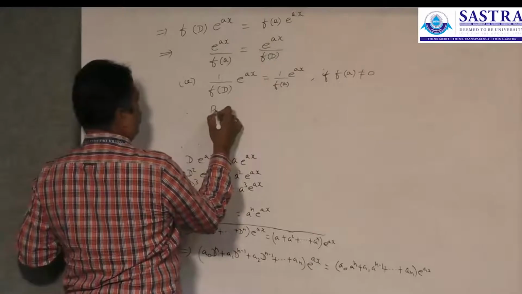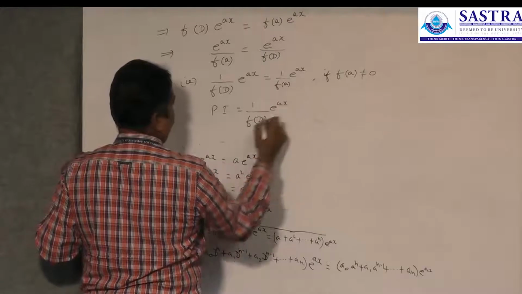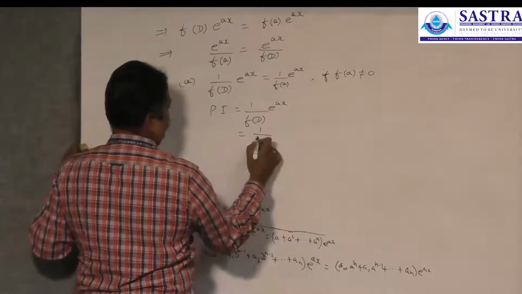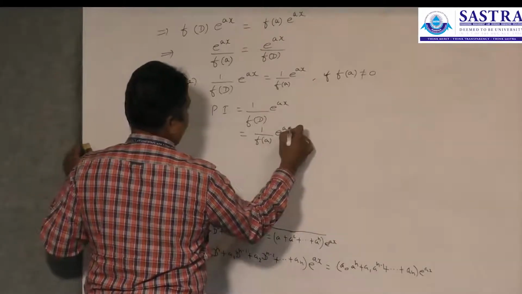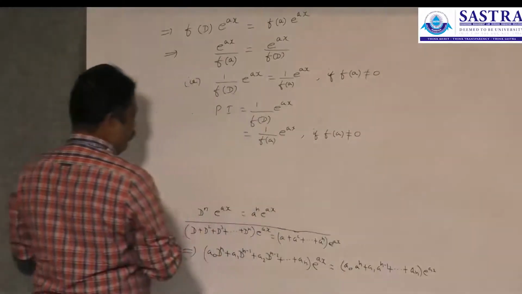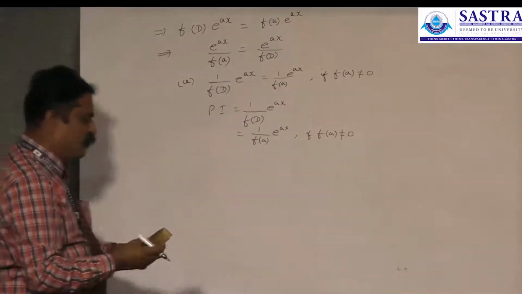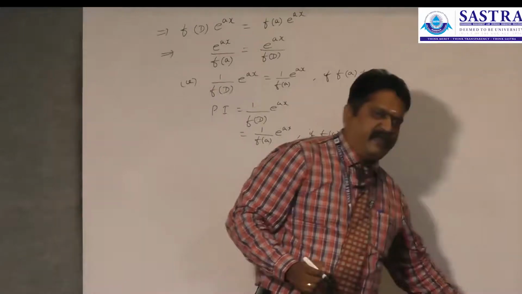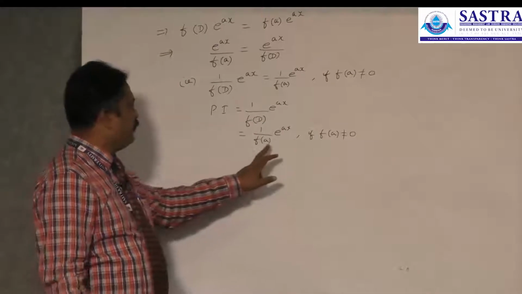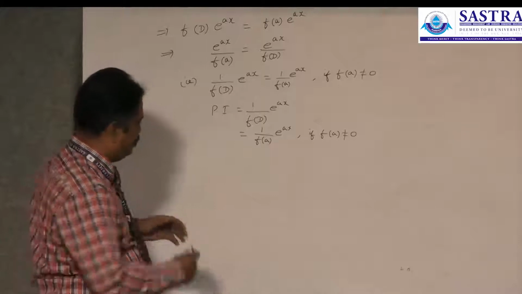Therefore, the particular integral 1 by f(D) e^(ax) is equal to 1 by f(a) e^(ax) if f(a) is not equal to 0. So type 1: if Q(x) equals e^(ax), then the particular integral comes out to be 1 by f(a) e^(ax), provided f(a) is not equal to 0.